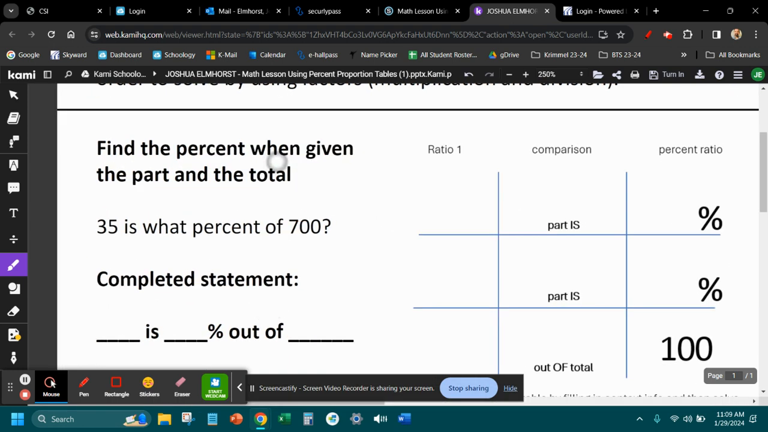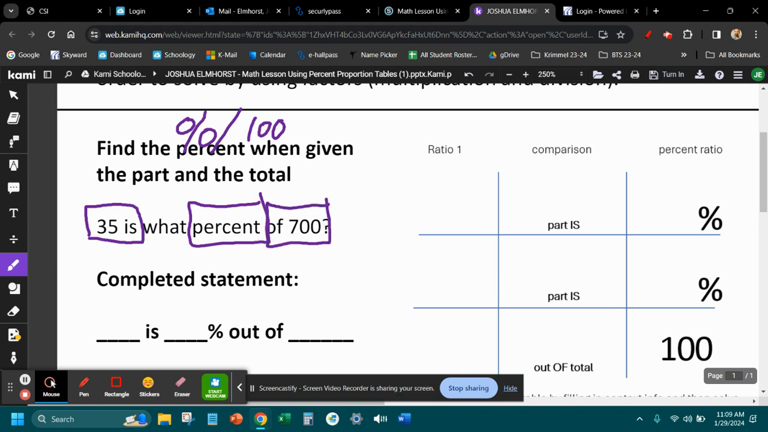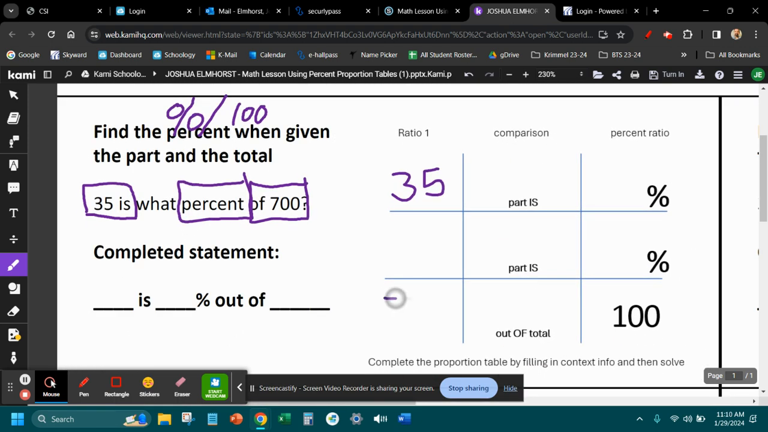So this one, find the percent, and let's just put some given information. Percent is a symbol or number being represented in a ratio out of 100. So we go to the question, what is the percent out of 700? So how are we going to do this? Well, it says 35 is what percent of 700? So we have the part is 35, and then the total is 700.